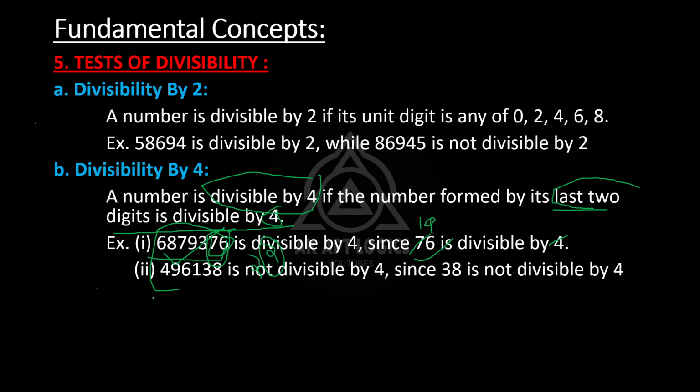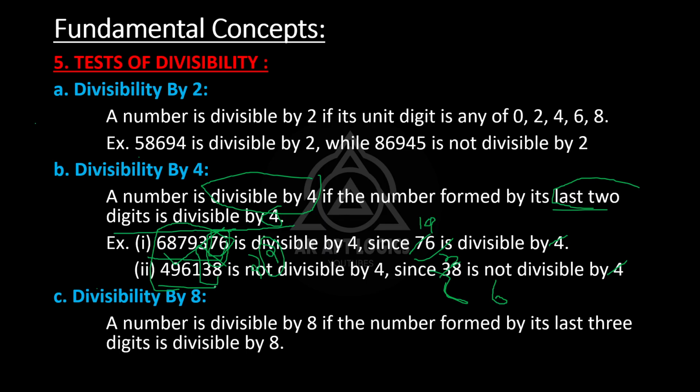Similarly, here in this case, 496138 is not divisible by 4. How? We have taken the last two digits because 4 is 2 power 2, right? So we are going to take 38. 4 eights are 32, right? The remainder will be... 4 nines are 36. The remainder will be 2, which means we are getting a remainder of 2, not 0. So we can say this number is not divisible by 4.